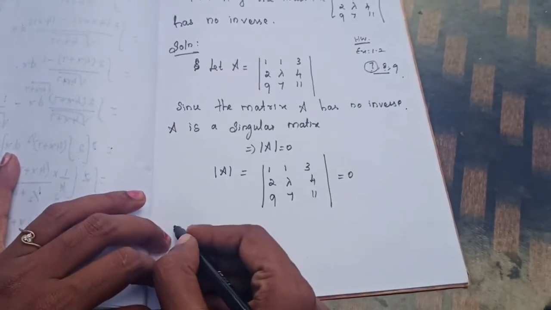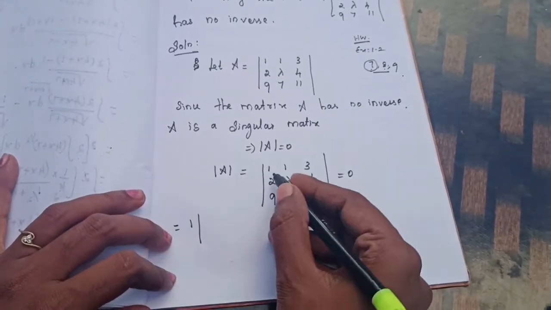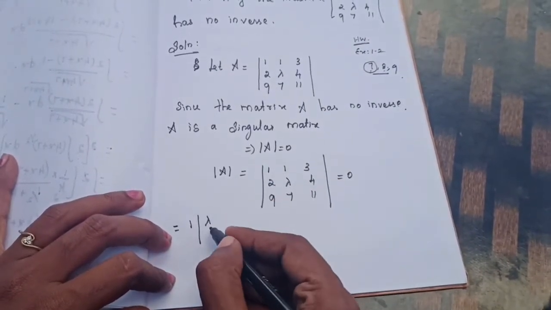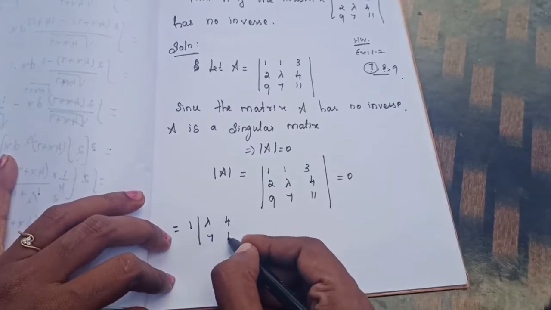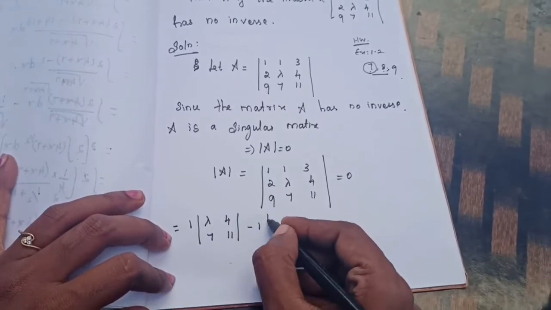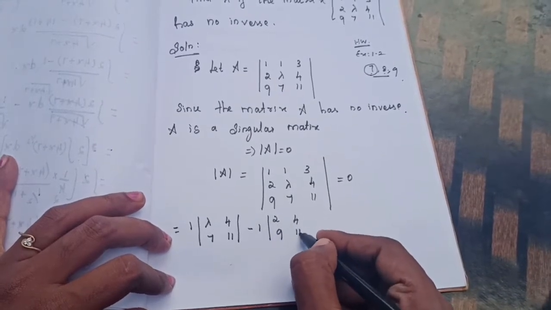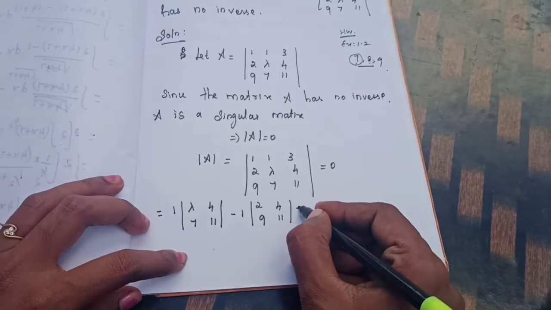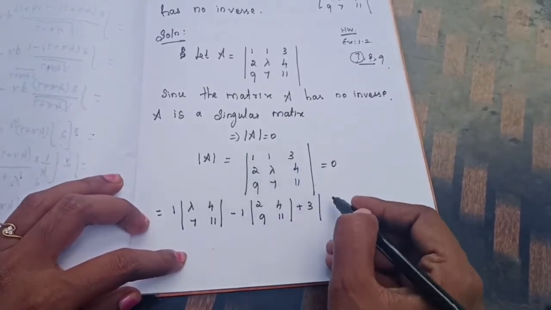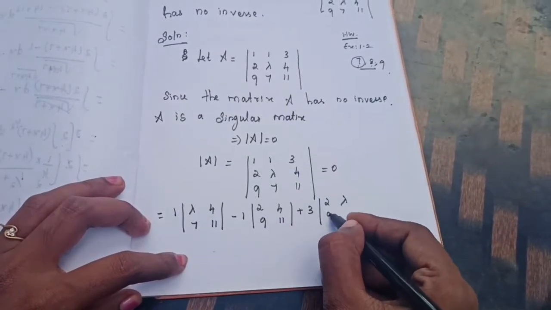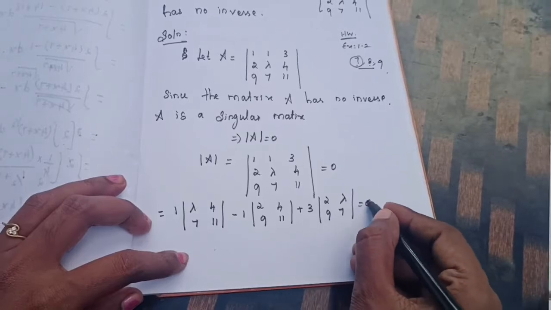Find out the determinant. That's equal to 1 into, we will cancel this row and column, the balance is lambda 4, 7 11. Then minus 1 into, cancelling this row and column, 2 4, 9 11. Then finally plus 3 into, cancelling this row and column, 2 lambda, 9 7, equal to 0.